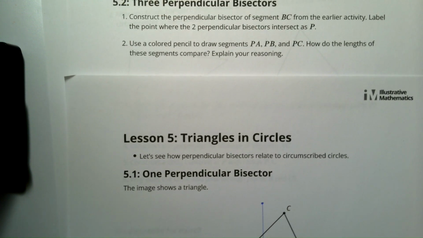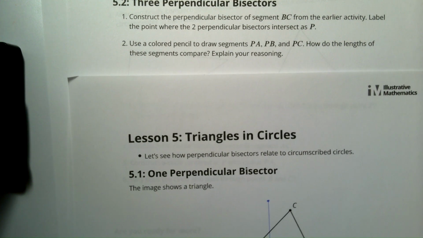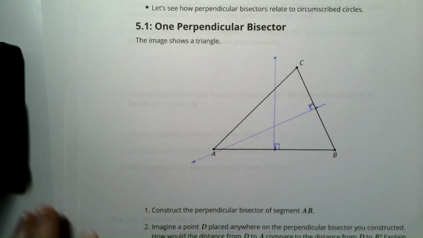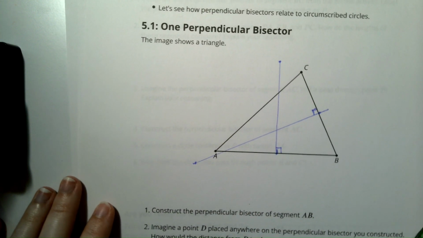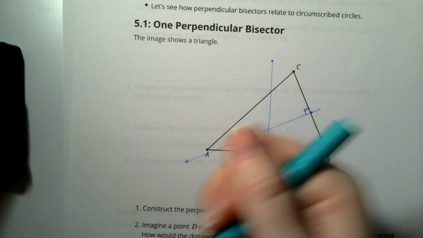The second step here says, use a colored pencil to draw segments PA, PB, and PC. It wants you to use a different color than you've been using, and that part's going to be important, especially when you're looking back at this if you're getting ready for the test and want to know what's going on. So use something different. I'm going to pick maybe this turquoise color.